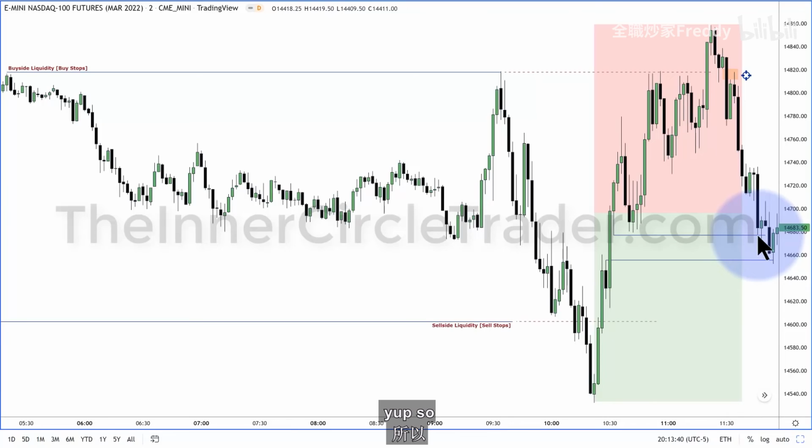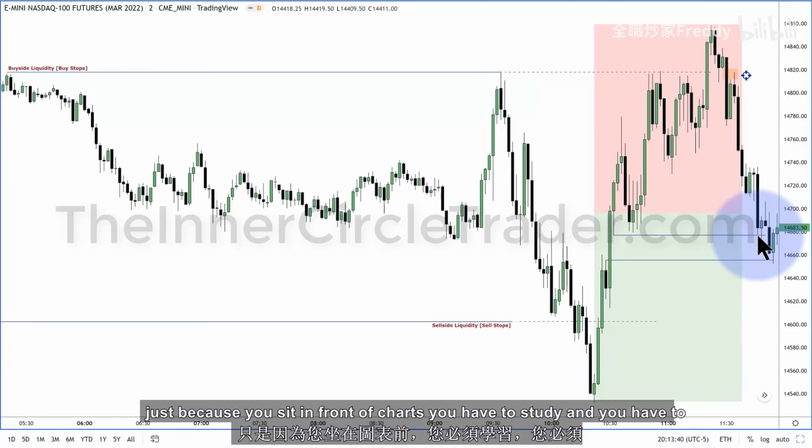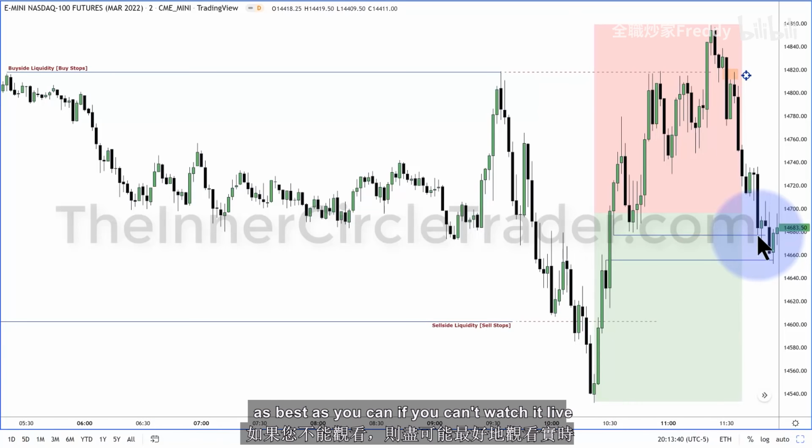Yep. So, not everything is going to be easy right away. And you're not going to be able to see these things happen just because you sit in front of the charts. You have to study and you have to practice, and gain experience by looking at old moves and watching real price action as best as you can.